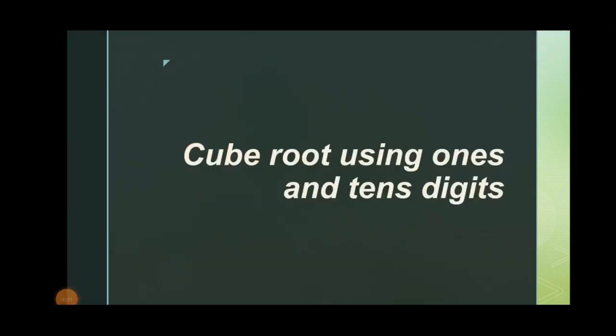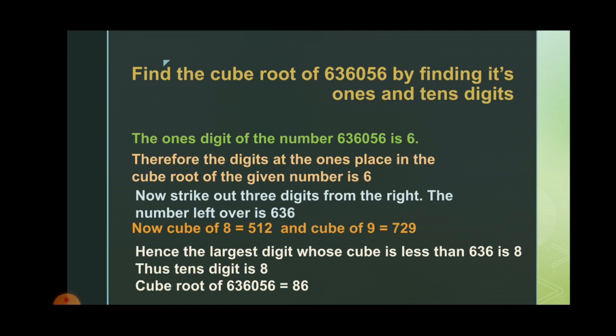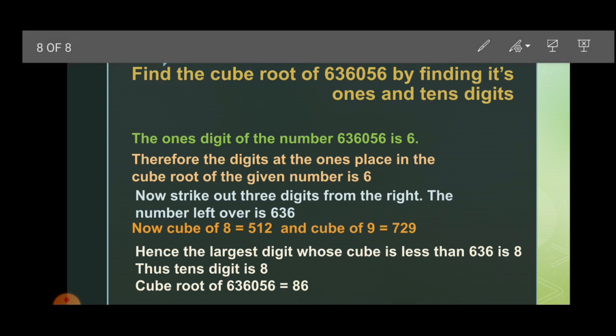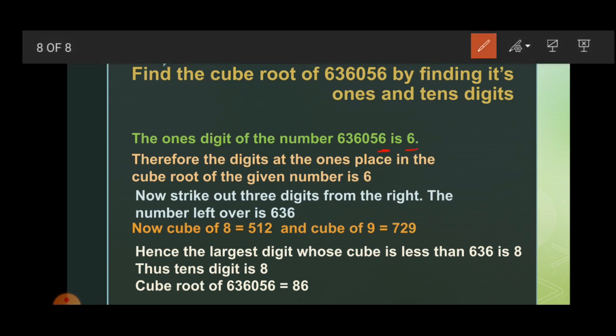Cube root using ones and tens digit. Find the cube root of 636056 by finding its ones and tens digit. The ones digit of the number 636056 is 6. Now think of a number whose cube gives 6 in the ones place. We know 6 cubed is 216. Here the ones place is 6. Therefore, the digit at the ones place in the cube root of the given number is 6.